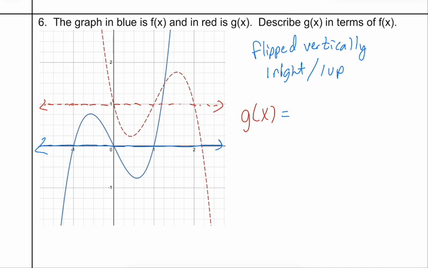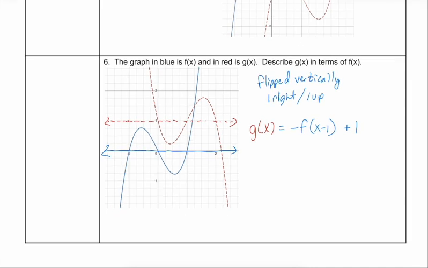Okay, so now that we found everything that happened to our red function, g of x is going to be the opposite of our f of x function, but we have to move it to the right. So we have to subtract 1 on the inside. And then we've got to move it up. So we have to add 1 on the outside. Okay. So that would be describing g of x in terms of f of x. It should equal f of x somehow. Okay. So that is number 6.